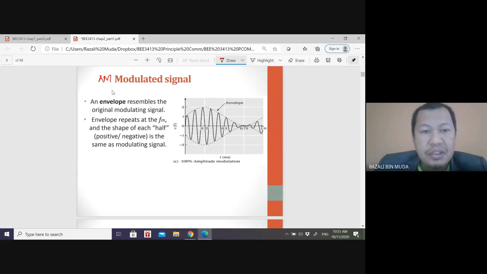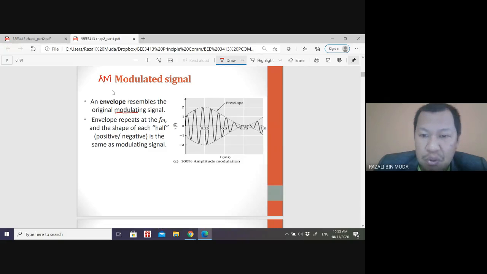An envelope resembles the original modulating signal. The envelope repeats at the FM and the shape of each half, positive and negative, is the same as the modulating signal. Okay, ni ialah basically description for the AM modulated signal. The AM modulated signal resembles the envelope form. Apa maksud dia? The envelope resembles the original modulating signal. Okay, modulating. So the modulated signal, the output, has an envelope resembling the original modulating signal.